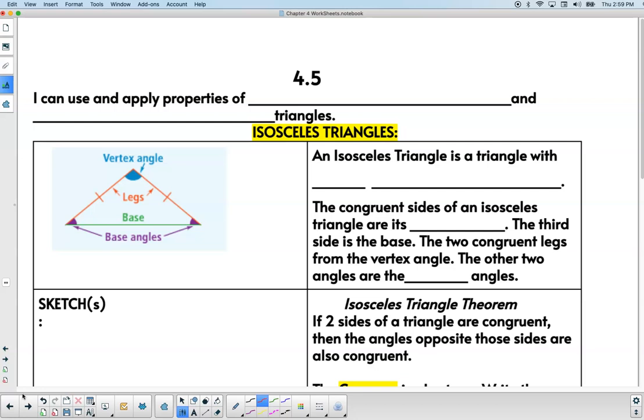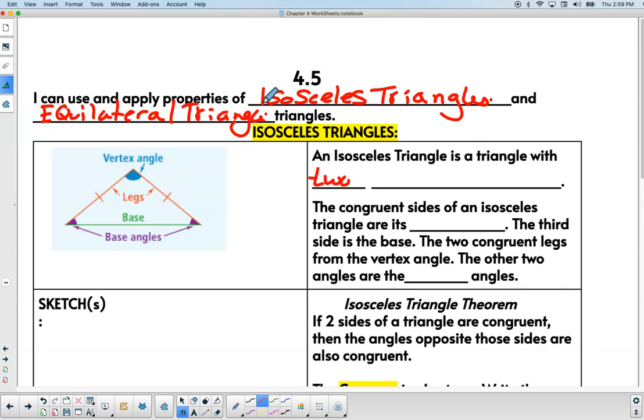And today what we're going to do is use and apply properties of isosceles triangles and equilateral triangles. Okay, so an isosceles triangle has two congruent sides.